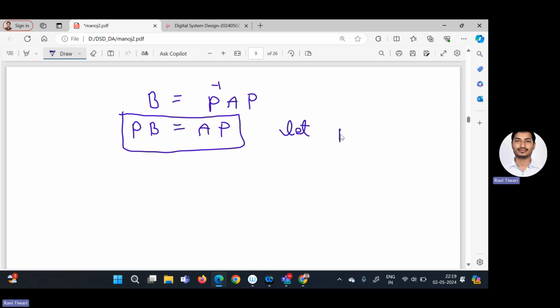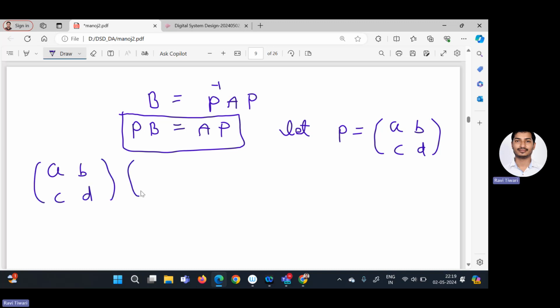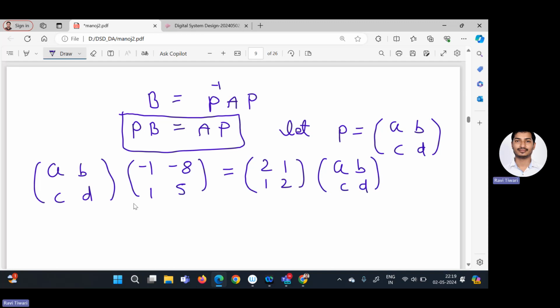Now let us assume, because we have to calculate the P matrix, that P matrix is A, B, C, D. So P into B will be... This is the P matrix, and the B matrix given to us is -1, -8, 1, and 5. This equals A into P. The A matrix is 2, 1, 1, 2, and P matrix we have chosen as A, B, C, D. Now we can multiply both sides.